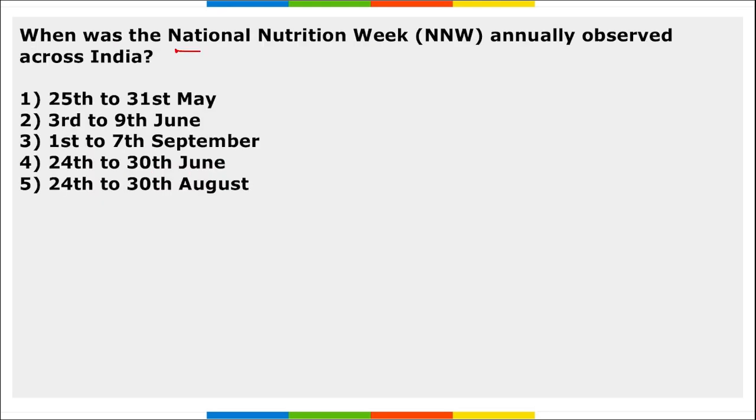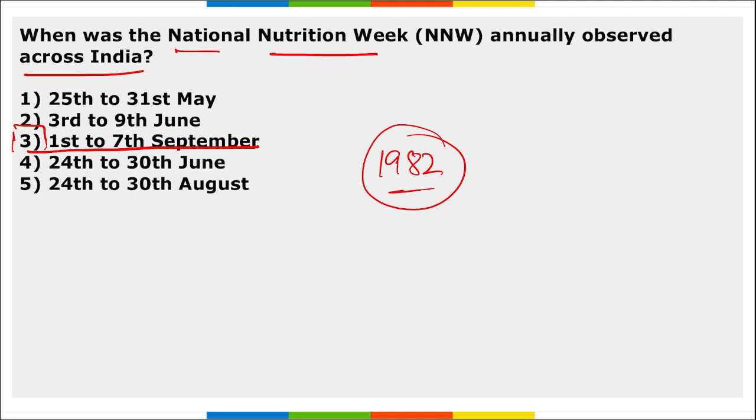Next, when was the National Nutrition Week annually observed across India? So National Nutrition Week is observed from 1st to 7th of September, and this event is basically to tackle malnutrition. Also, the first National Nutrition Week was observed in 1982 from 1st to 7th of September.